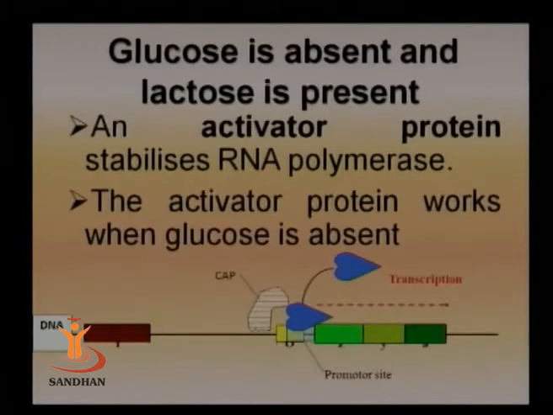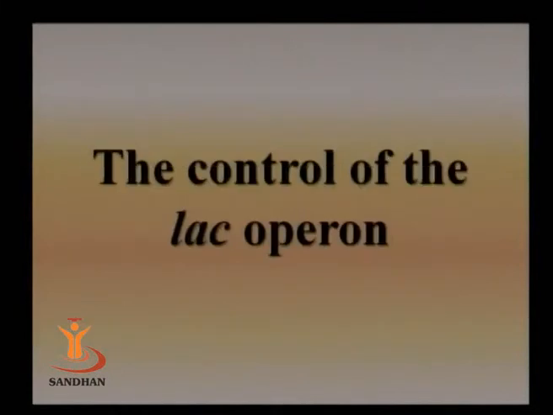In the next diagram, we can see what happens when glucose is absent and lactose is present. Here one specific protein is produced, known as activator protein, because its role is to activate and to stabilize the RNA polymerase, which is a very important enzyme to control the complete process. This activator protein works when glucose is absent. In the next diagram, we can see in detail what happens.